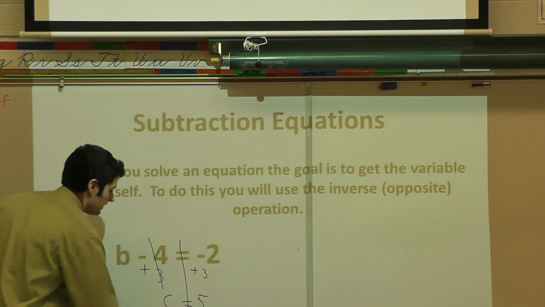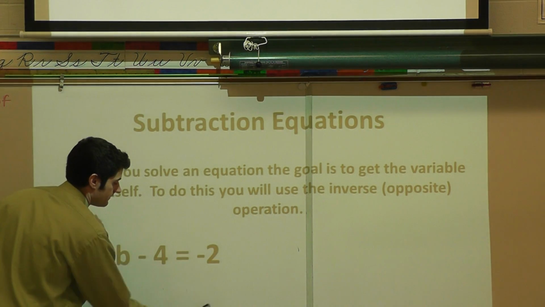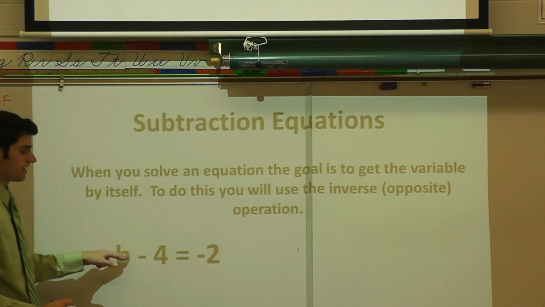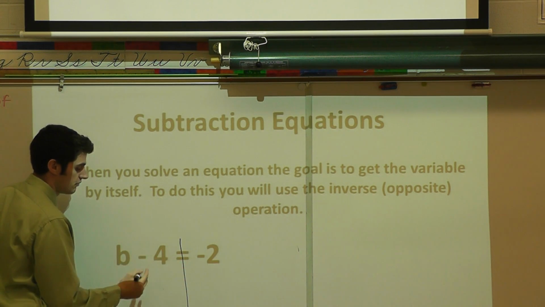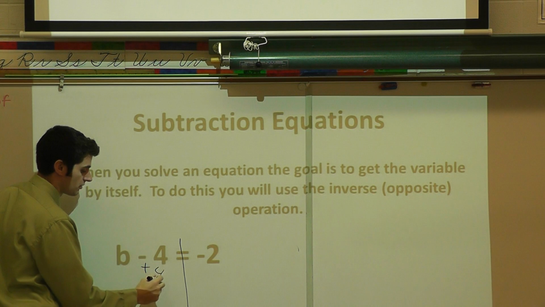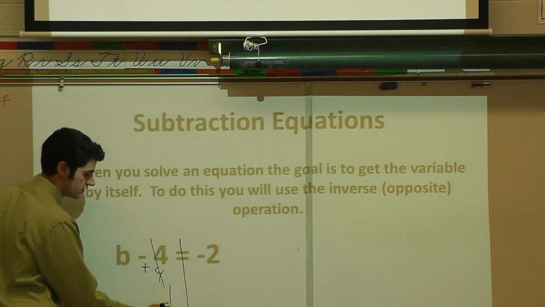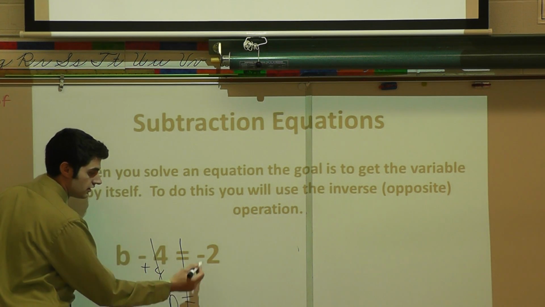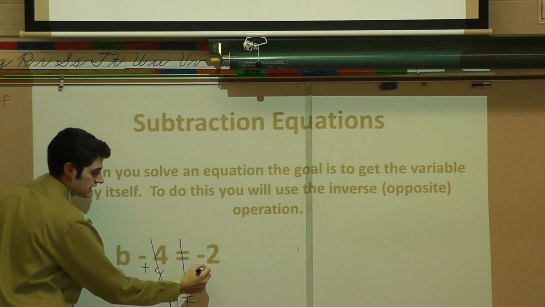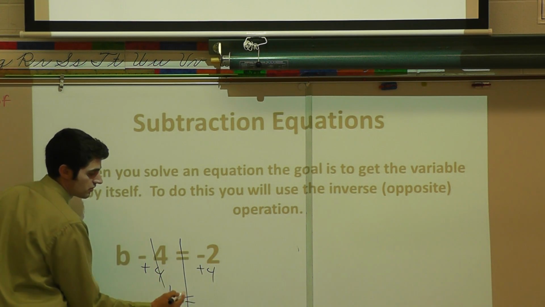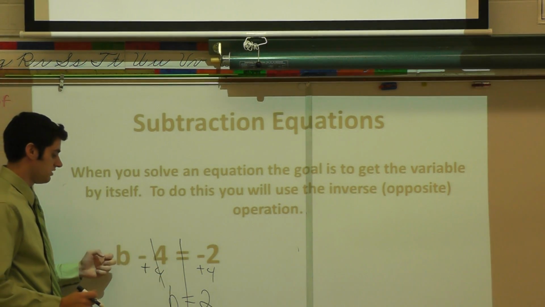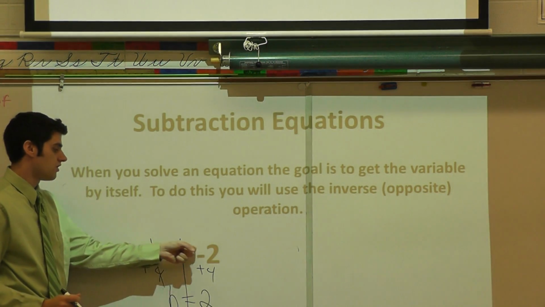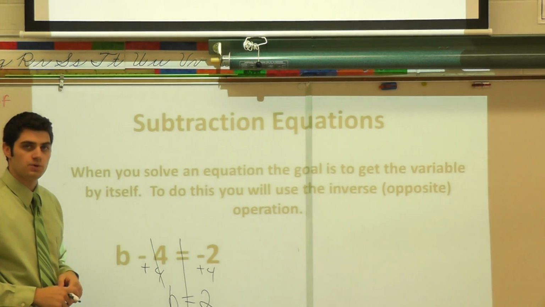Okay. Let's try another one. In this problem, I have b minus 4 equals -2. Same thing to get b by itself. I need to use the inverse operation. Cross those out. Draw my b. What I do to one side, I do to the other side. A -2 and a +4 leaves me with a +2. Let's plug it back in. +2 take away 4 would leave me with a -2.